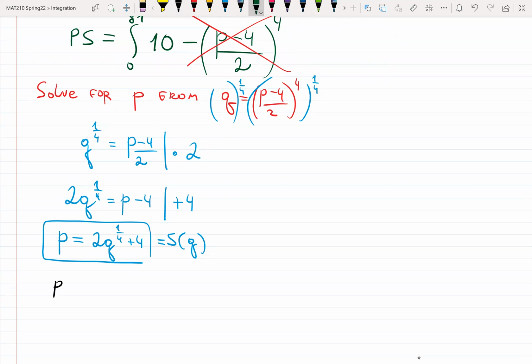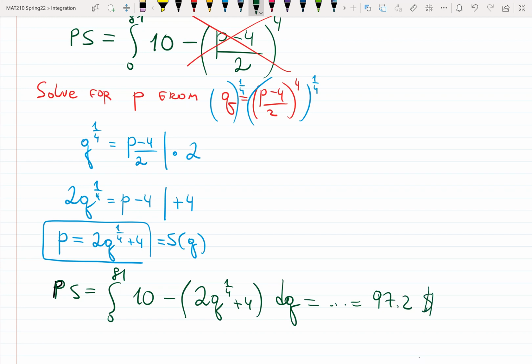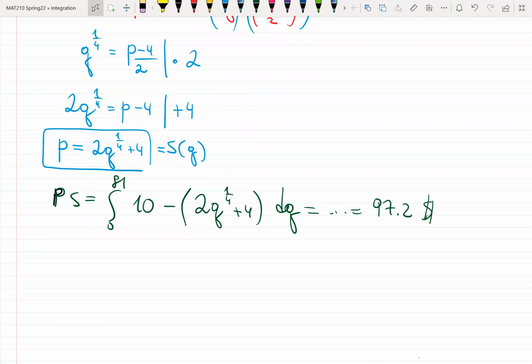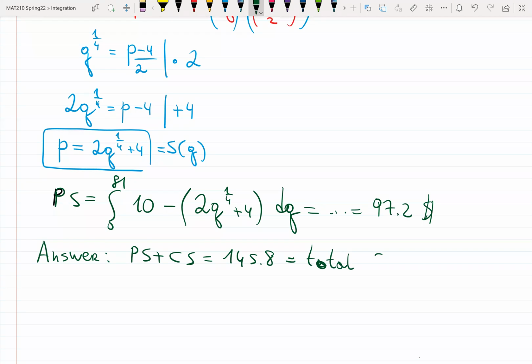PS is the integral from 0 to 81 of 10 minus this new thing we just found, 2q to the 1/4 plus 4, dq. That's again a power rule. I get 97.2. Finally, add them together and it gives you total social gain. PS plus CS gives you 145.8. That is total social gain. Cool. I think we covered everything.